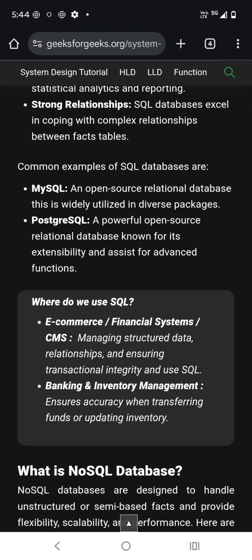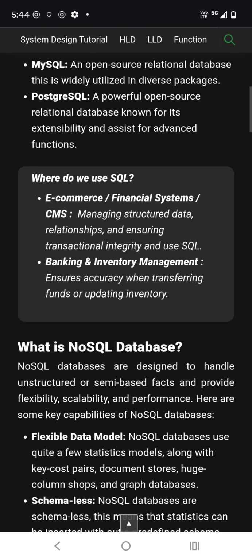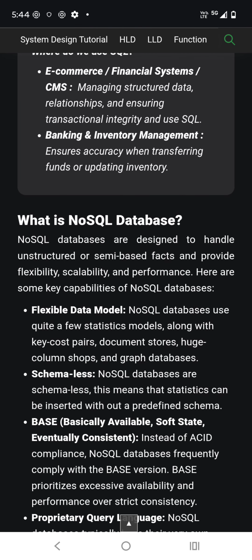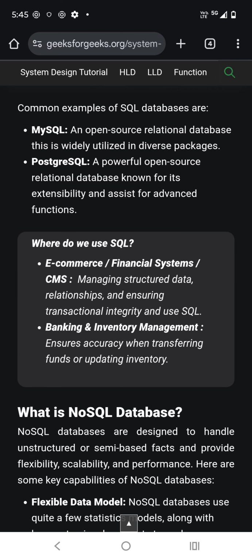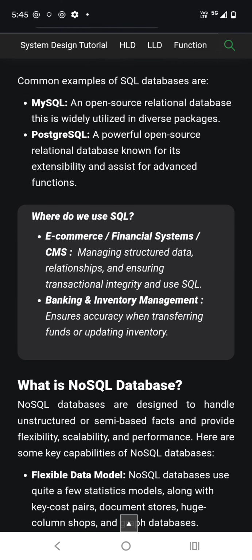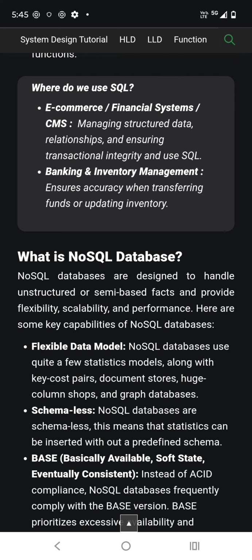That is why financial systems, banking, and inventory management systems, most of these domains, use SQL databases. But what about NoSQL? Take any semi-structured data. Generally, structured data is nothing but data stored in the form of rows and columns. Semi-structured means we may have unstructured data also, data which is not in a structured format.